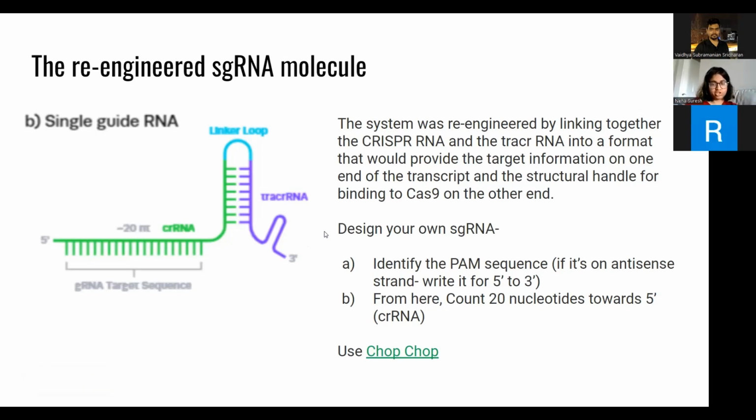So now, to design your own sgRNA, what you need is a PAM sequence. If it is on the antisense strand, which means it is on the 3 to 5 end, you need to start looking for the NGG sequence from the 5 to the 3.